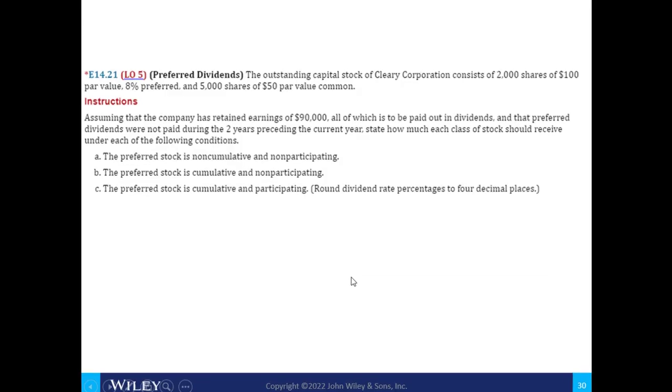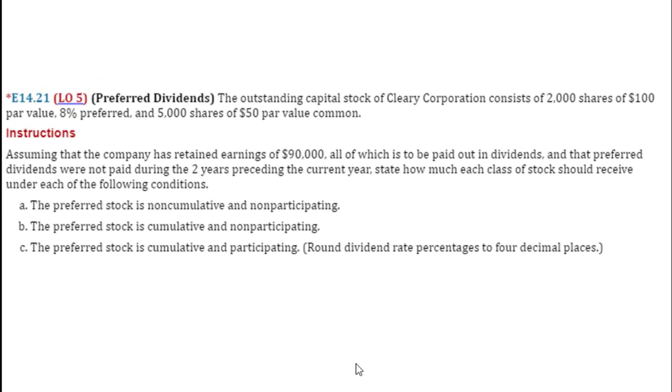Our final problem that we're going to look at today is the one that has the most complications. Now, part A and B are not very complicated, but part C is where we get a little bit more complicated. Basically, what we have is a company that has both preferred stock and common stock. Now, the preferred stock is originally in part A non-cumulative and non-participating. So the first thing we need to do is understand what cumulative means and participating means.